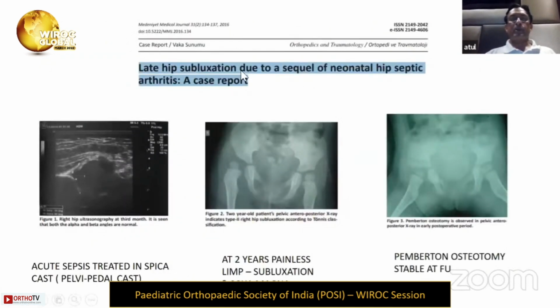Just reviewing literature, there was a case of late subluxation of a neonatal hip. This was published from Turkey, where this child had an acute sepsis, but at 2 years presented with this picture where the hip was subluxing, and they did a Pemberton osteotomy. I was quite surprised that when I read the article, they felt it was a coxa magna as well as a soft tissue laxity due to the previous infection, which led to this subluxation, and hence they preferred to do a pelvic procedure, looking at the shallow AI index.